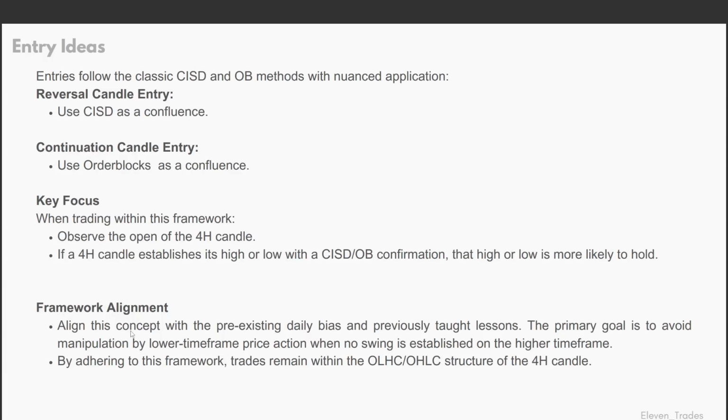Now comes the framework alignment. You have to align the pre-existing daily buys, the next day model, the phase of price delivery, and the open low high close and the open high low close of the candle. And you have to align the swing points. Like in a next day model, we know that the third candle is going to expand, so we will drop down to the 4-hour chart and we will align the swing points with that.